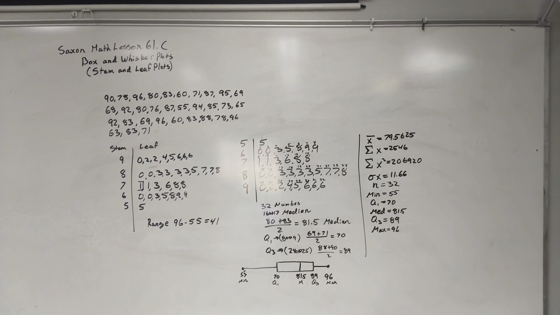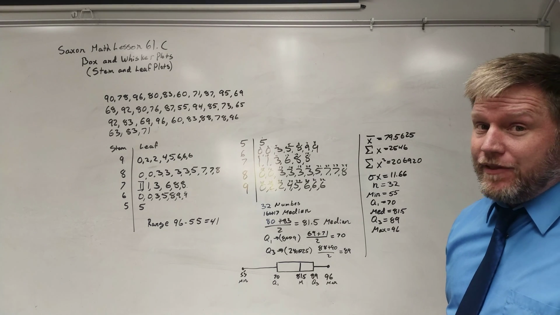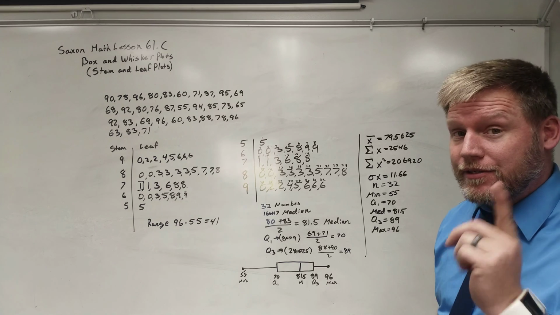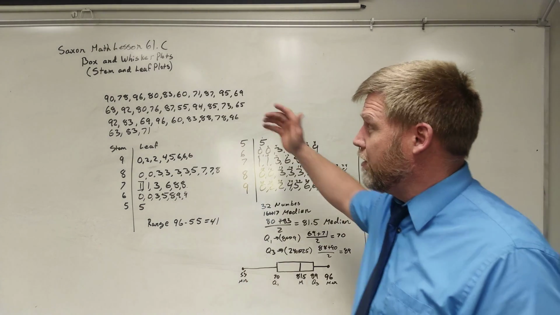Saxon Advanced Math 61.C. This is box and whisker plots. And they're actually going to cover stem and leaf here first, but they don't say that in the book. But I put it up there because you're going to want to know what it is, first of all. So the very first thing they did is they gave you a list of 32 numbers.